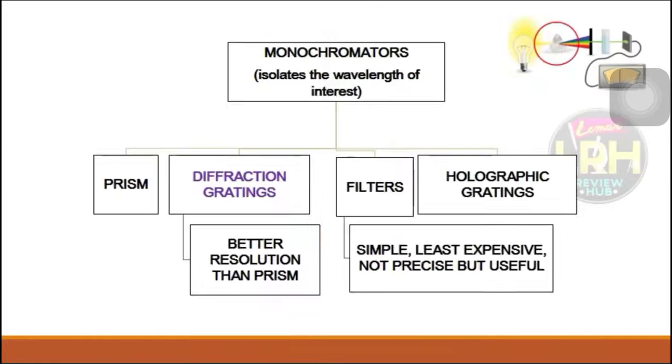So next, let's go to monochromators. A monochromator separates the light source into specific portions of the spectrum. Or in other words, a monochromator serves to isolate the wavelength of interest. Examples of monochromators are prisms, diffraction gratings, interference filters, holographic gratings, and even glass filters. Remember, diffraction gratings have better resolution than prism. Filters are considered as simple, least expensive, not precise, but useful.